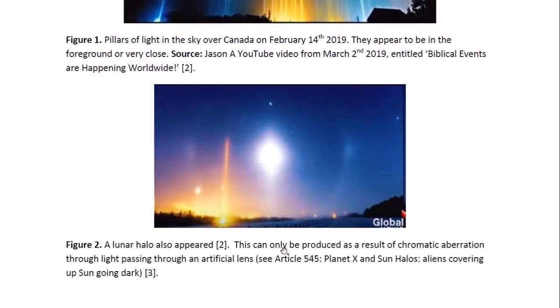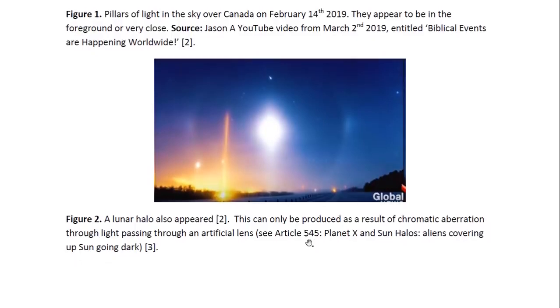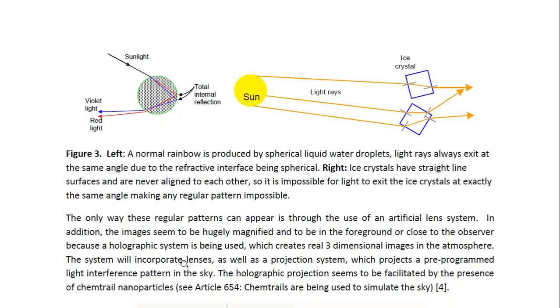And here is a lunar halo. And this can only be produced as a result of chromatic aberration through light passing through an artificial lens. You can see that this appears to be in the foreground as well. It appears to be hanging in the air very close to the observer. So this is an artificial effect. It's being produced by the holographic projection system that's simulating our skies and hiding things in the sky. And you may look at article 545 entitled Planet X and Sun Halos, Aliens Covering Up, Sun Going Dark.